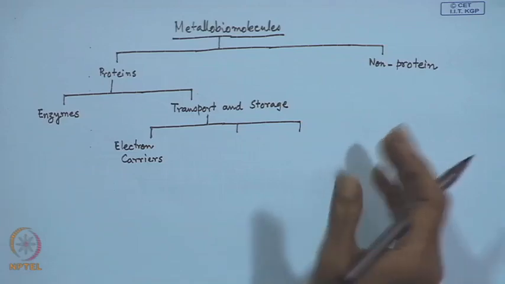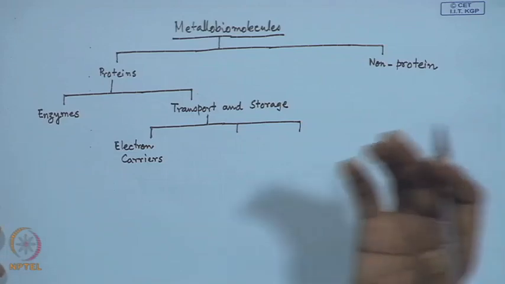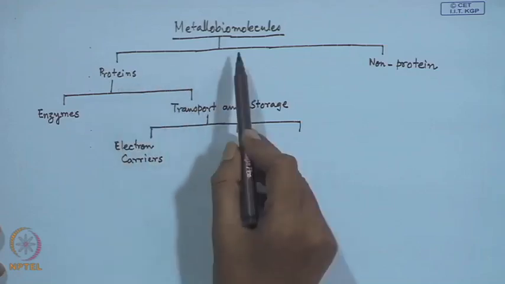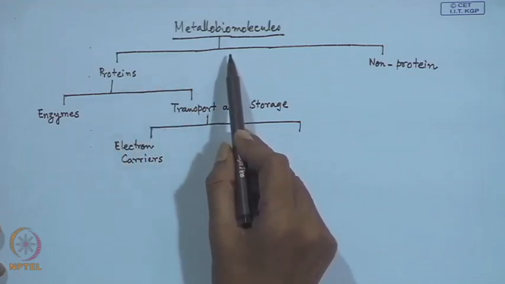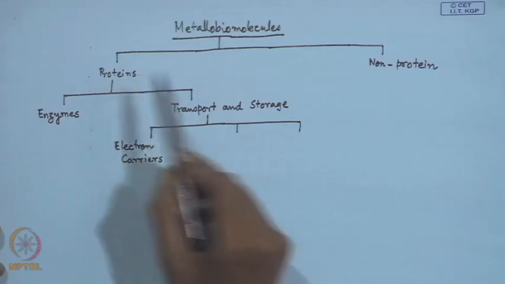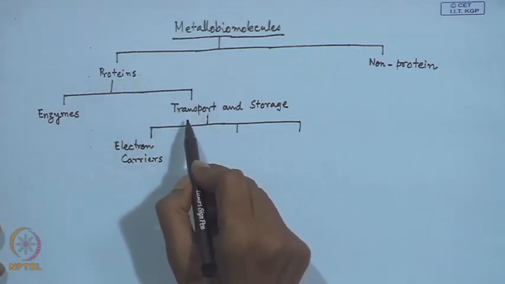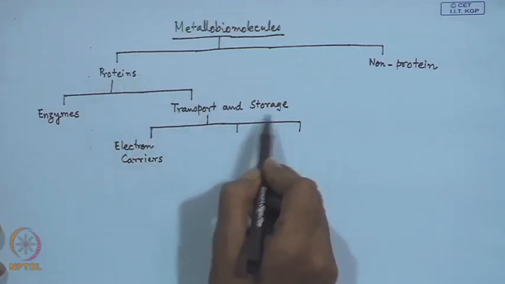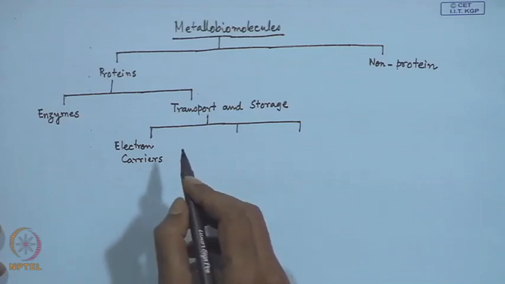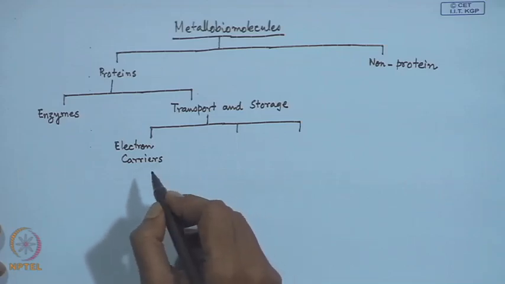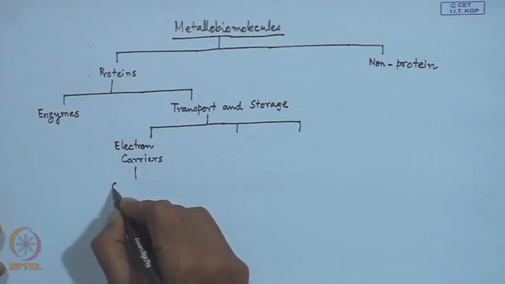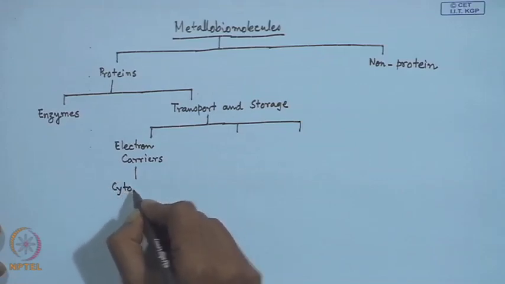That means you can have a large amount of electrons, and these protein molecules which are important for this are basically your metal biomolecules. Those metal biomolecules are protein in nature, and they can be useful for transport and storage of electrons. So, these are basically electron transfer molecules, and the examples we all know are your cytochromes.